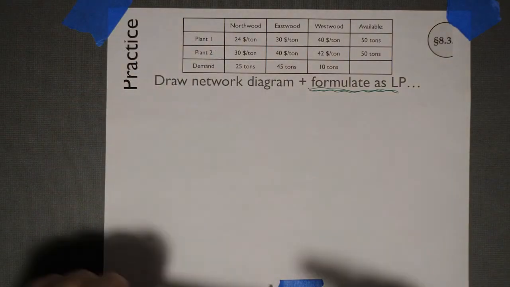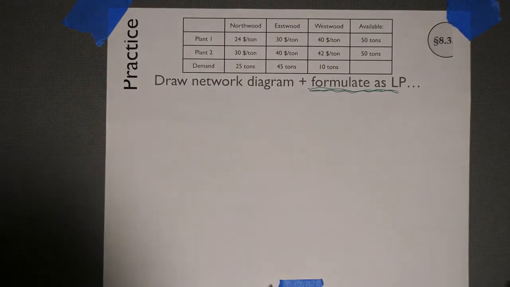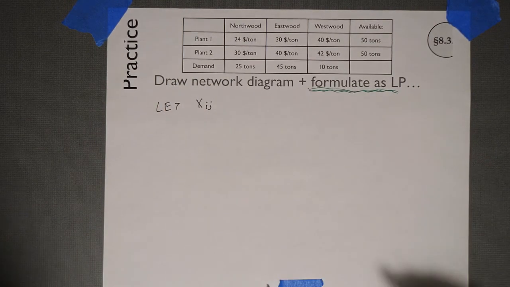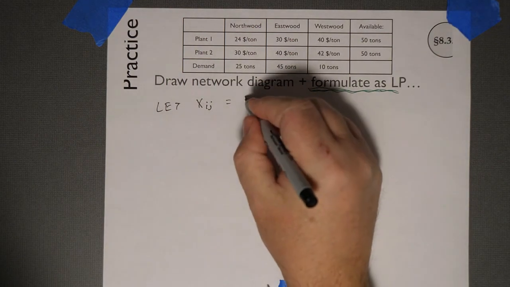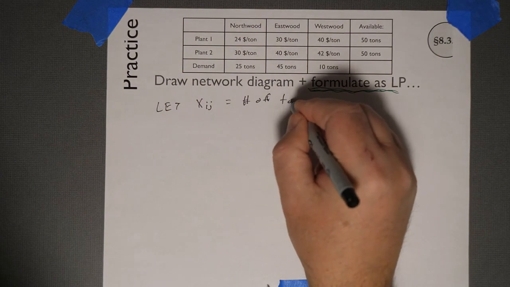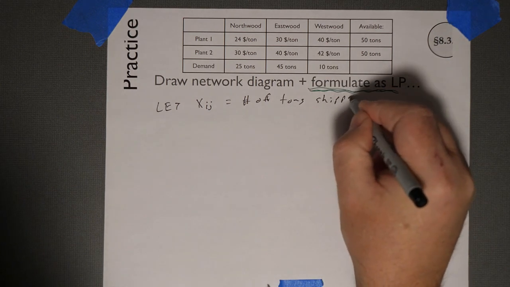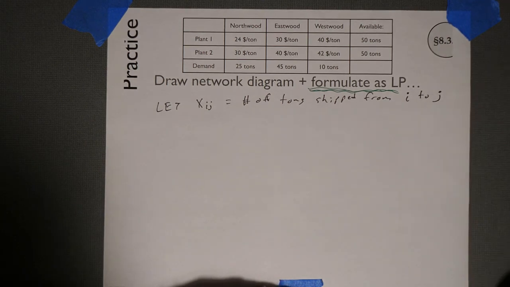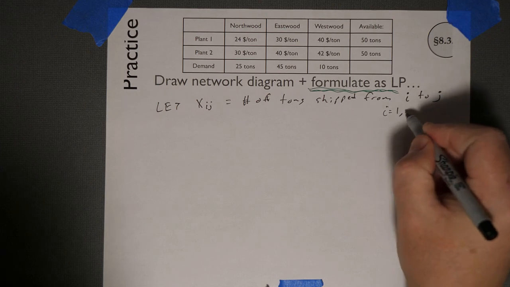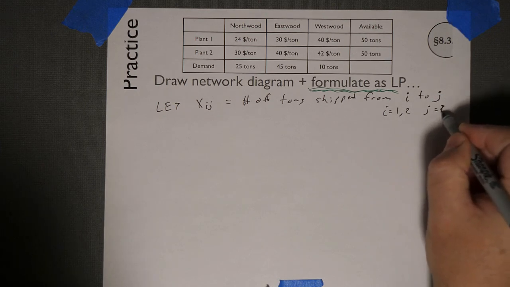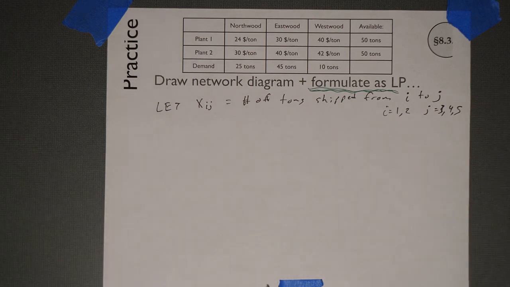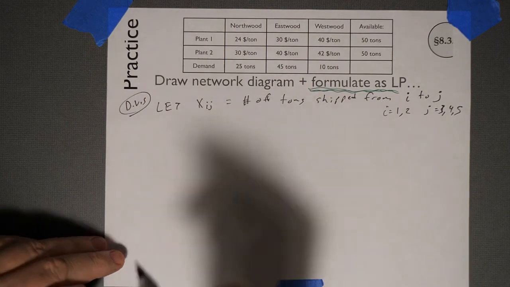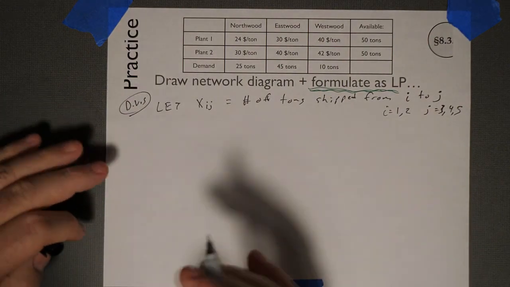So, same pattern that we've used before. Let x, I, j, our decision variables, equal number of tons shipped from node I to node j. And we can say I equals 1 to 2, j equals 3, 4, 5. Okay, so those are the decision variables. Now we have to write an objective function in those decision variables.